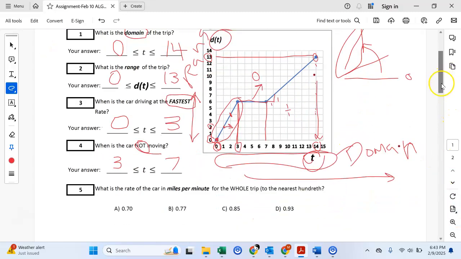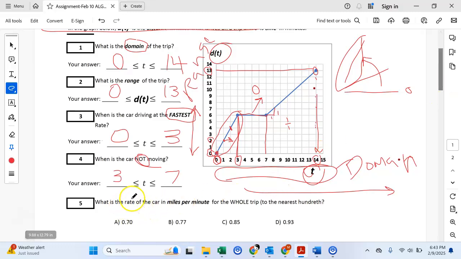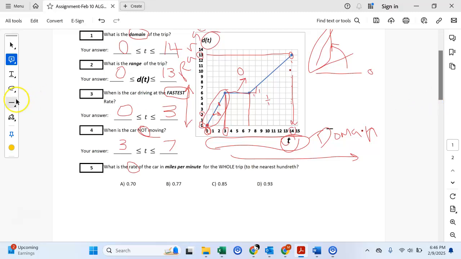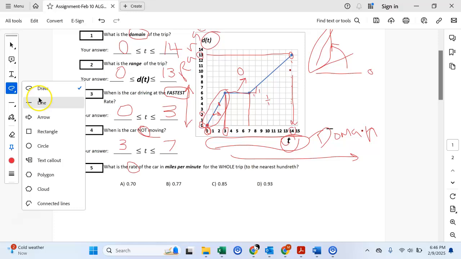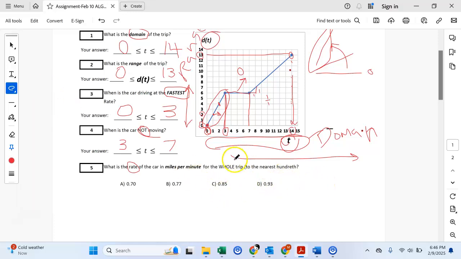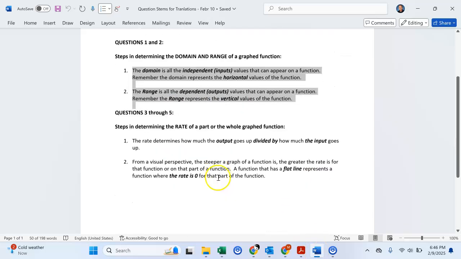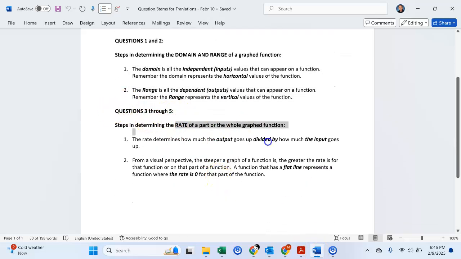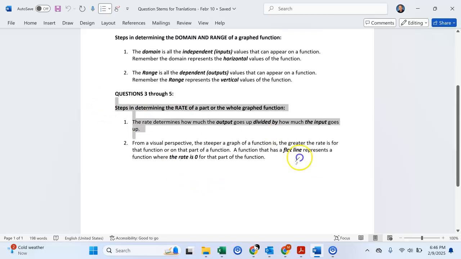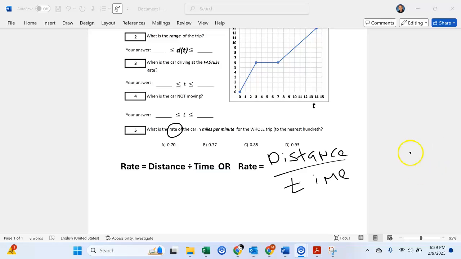The next kind of problem is number 5. What is the rate of the car in miles per minute? Okay, and we also need that. Let's see if I can find my pen here. Draw, there we go. And we also need it for the whole trip. So make sure that you read questions 3 through 5 also. Make sure you're getting this right here, okay? So make sure you read this and you're translating. Okay. Now let's go back here.